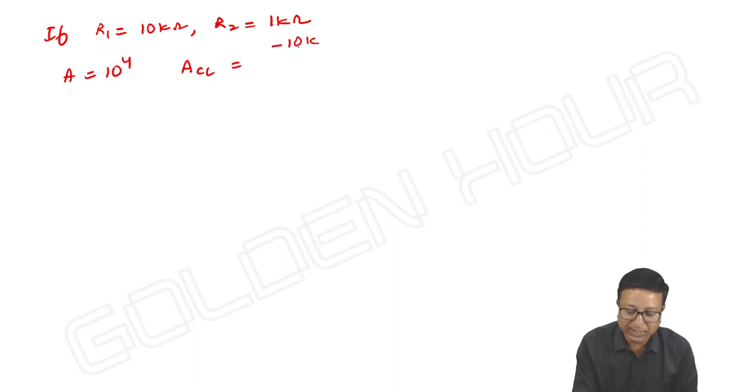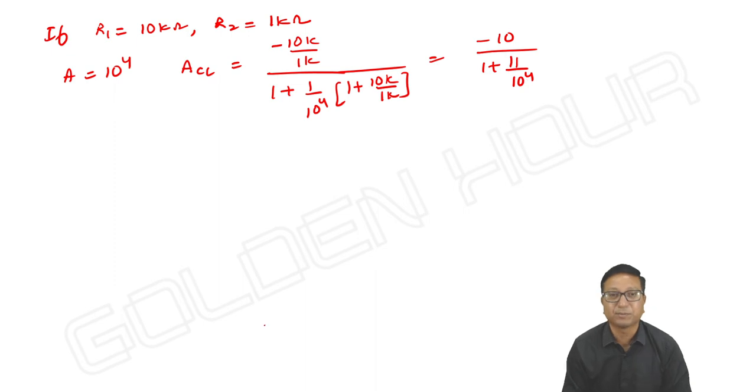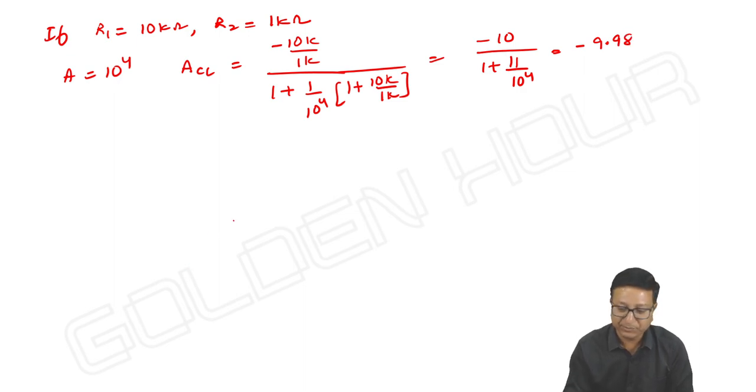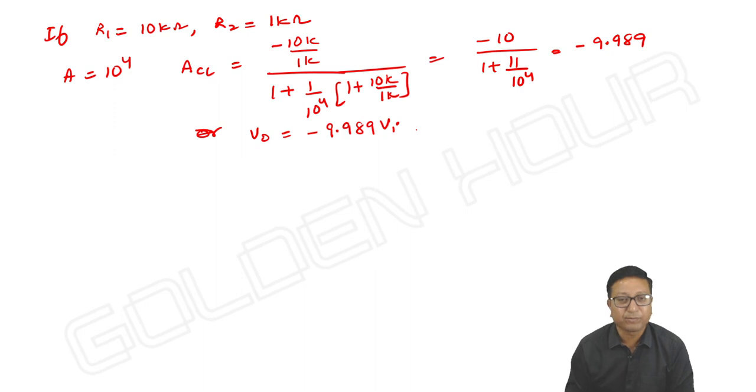It is minus 10K by 1K, divided by 1 plus 1 by 10 power 4 into 1 plus 10K by 1K. So how much do you get? Minus 10 by 1 plus 11 by 10 power 4. If you compute it, it is minus 9.989. Or I can write V output is equal to minus 9.989 times Vi. We can write it like this.